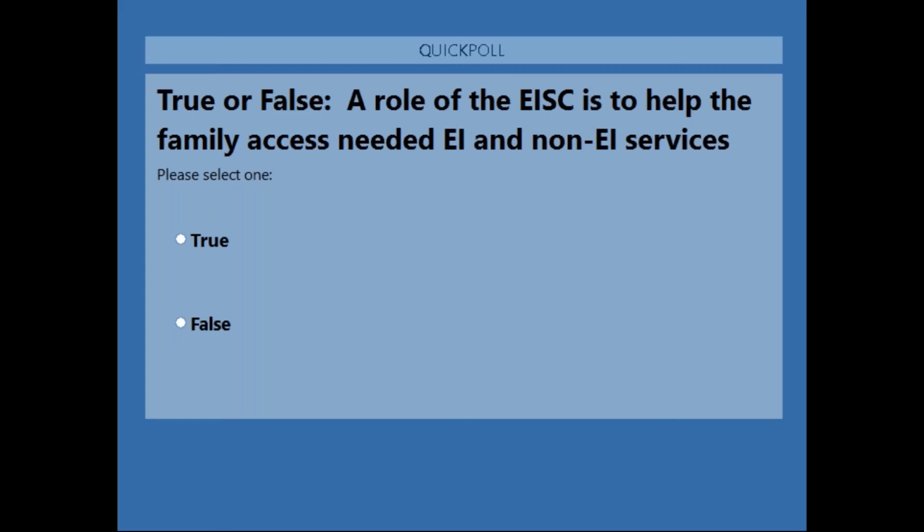True or false? A role of the EI service coordinator is to help the family access needed early intervention and non-early intervention services. All right. Once we hit over 70%, we will share the answer. If you cannot vote on your computer, go ahead and type in your answer in the chat box.